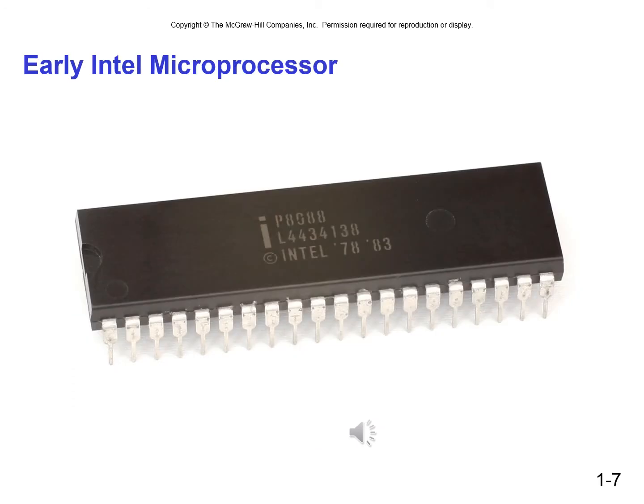And here is the actual 8088 processor. This was manufactured by Intel. You can see the patents on it date back to 1978 and then again 1983.